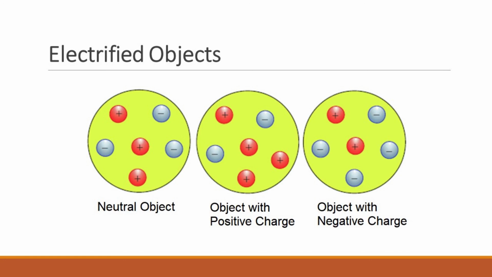Then, if the process makes an object gain electrons, it will have more negative charge than positive charge in the structure of the atoms. Therefore, the object will gain negative charge, just as it is represented on the right side of the picture on the screen.